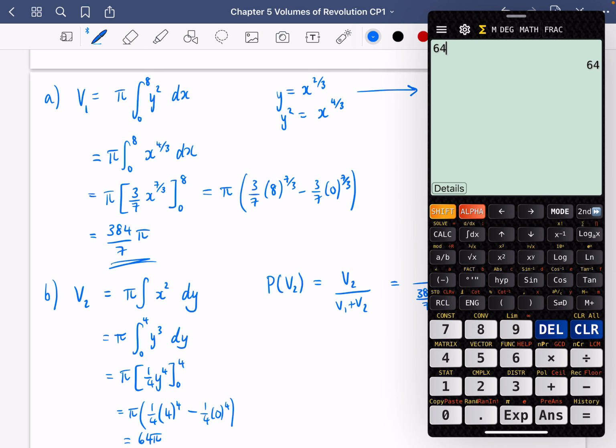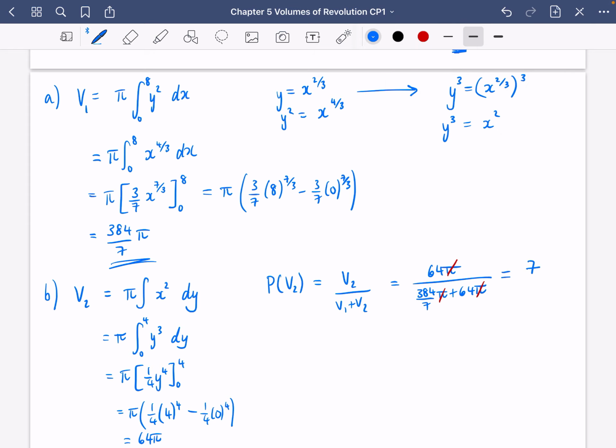So it is 64 over 384 over 7 plus 64, which is 7 over 13. So the probability of picking volume 2 is 7 over 13, which means the probability of picking volume 1 is just going to be 6 over 13. Think to yourself why that's true. These two probabilities here are going to have to add up to 1.